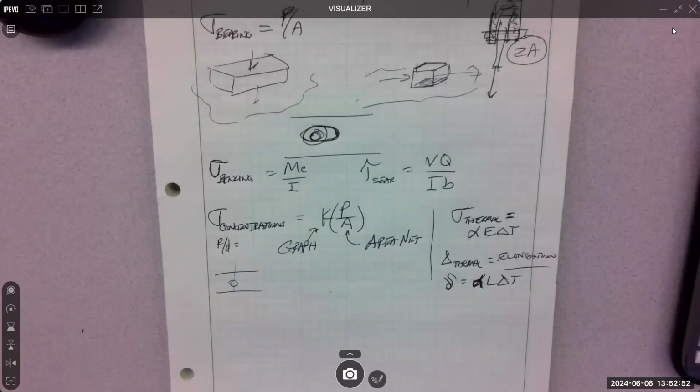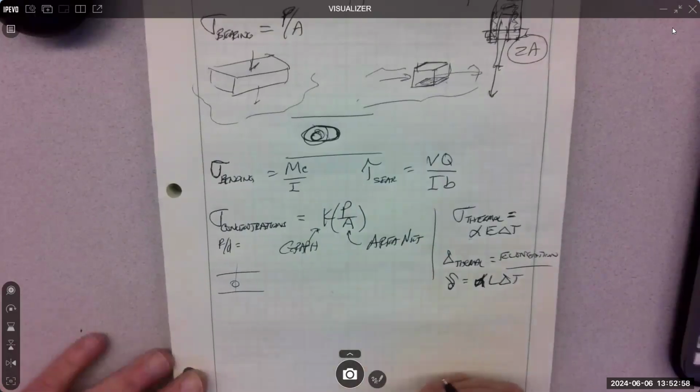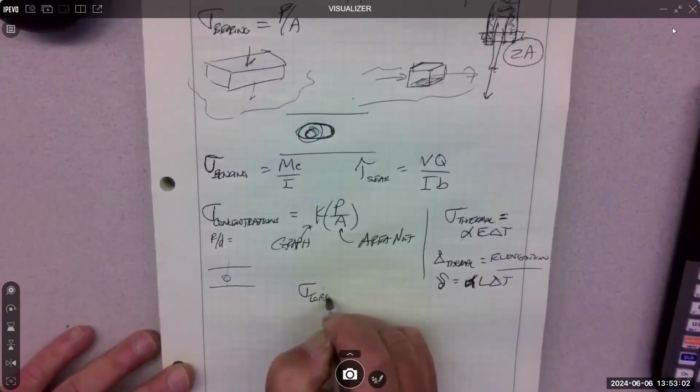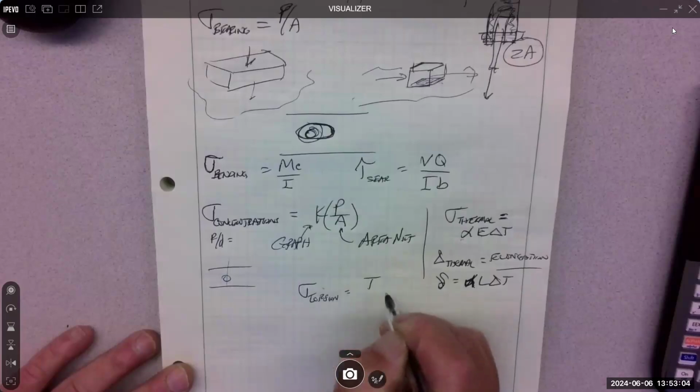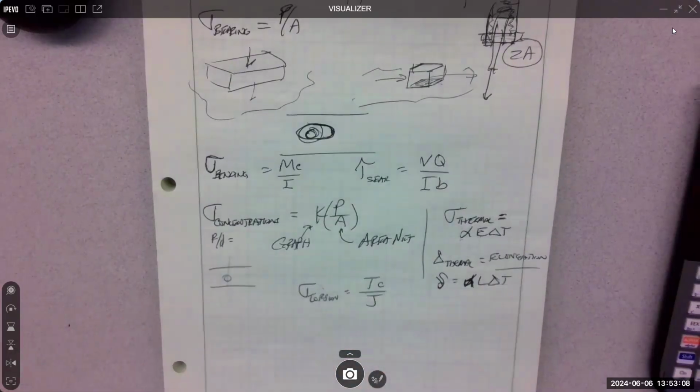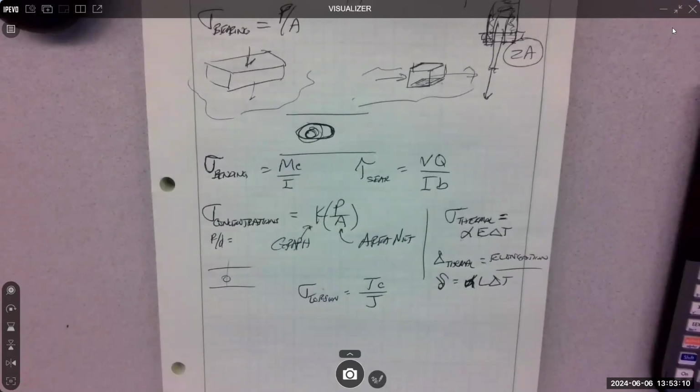What was that equation? TC over J, torsion stress. Modulus of rigidity. Oh wait, T over J, that's for the angle. We didn't do a lot of it, and my exam reflects what we did the most of. That's enough said about that.